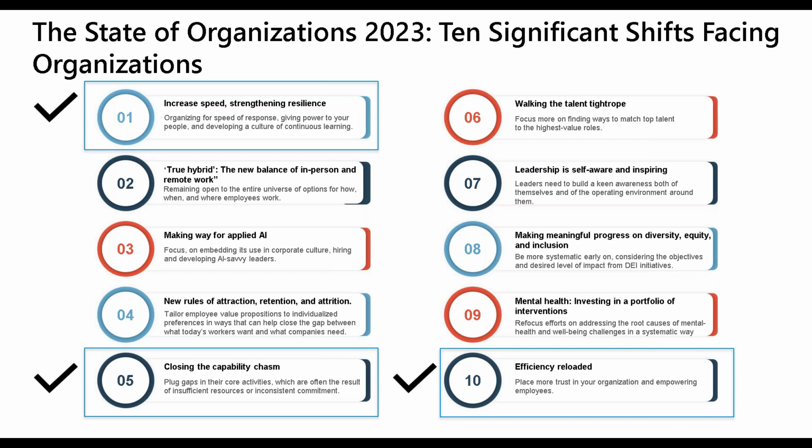So organizations that work on this deliver 50% higher shareholder return to stakeholders if you're focusing on speed and resilience.